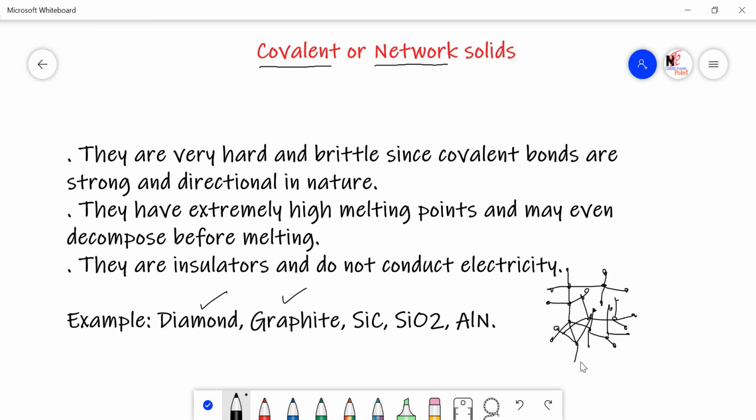Due to the giant molecular structure, these are very hard in nature, and due to the absence of free electrons, diamond is a non-conductor of electricity. So most of the covalent or network solids are insulators except graphite. Graphite is a soft material and a good conductor of electricity due to its layer structure, sp2 hybridization of the carbon and the presence of free pi electrons. So this information is available in the 14th group elements, you can see there.